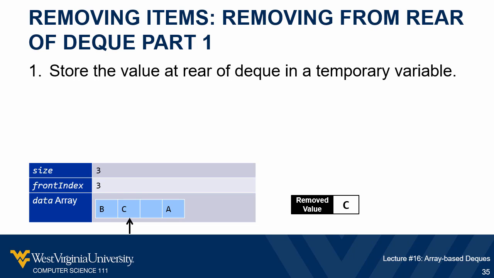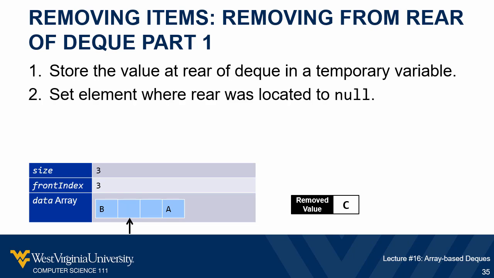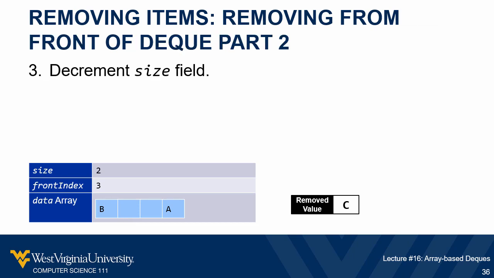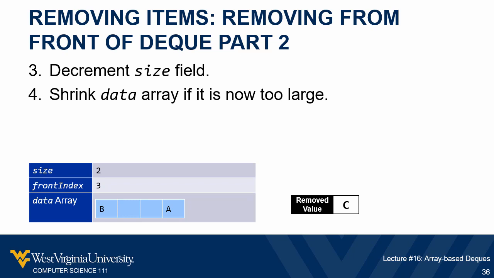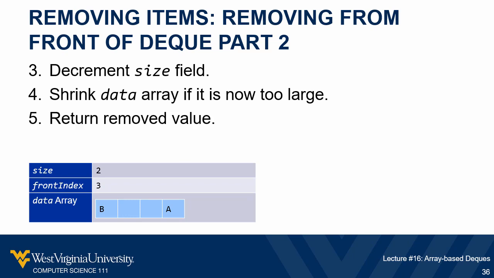I'll set that element where we pulled C from to be null, since it's no longer in use. Then I can decrement the size field to reflect that we have 1 fewer item. We'll shrink our data array if it's too large. And then we'll return the removed value. In this case, we're not adjusting the position of where the front is. We're removing from the rear. So I don't need to actually change front index inside of this method that we're going to be coding up.